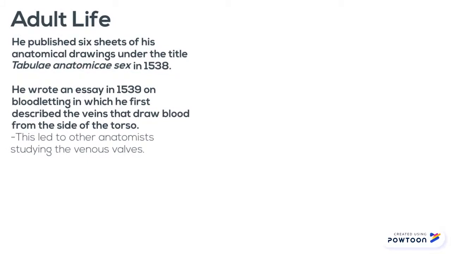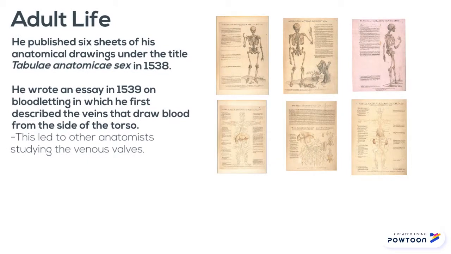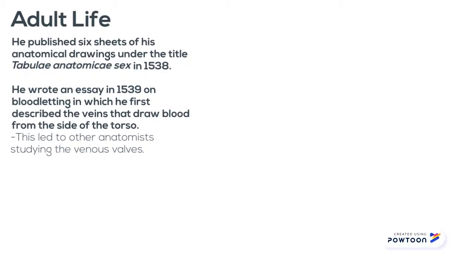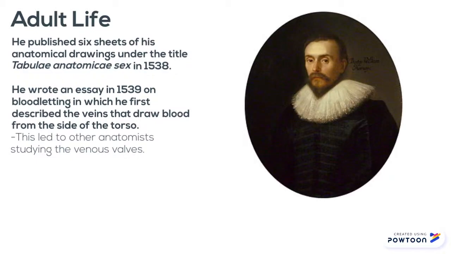In 1538, Andreas published 6 sheets of anatomical drawings under the title Tabulae Anatomicae Sex. Then, in 1539, he wrote an essay on bloodletting in which he first described the veins that draw blood from the side of the torso, which led to other anatomists studying the venous valves and the discovery of the circulation of blood by William Harvey.